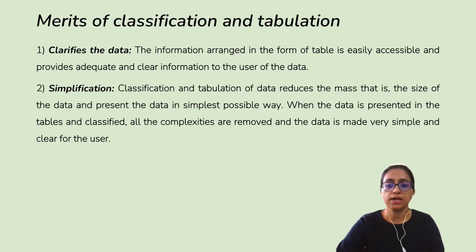Now, let us study some merits of classification and tabulation. The first important advantage of classification and tabulation is that it clarifies the data. It makes the data very clear. The information in the data becomes easily accessible, and it provides adequate information about the data. So it clarifies the data.